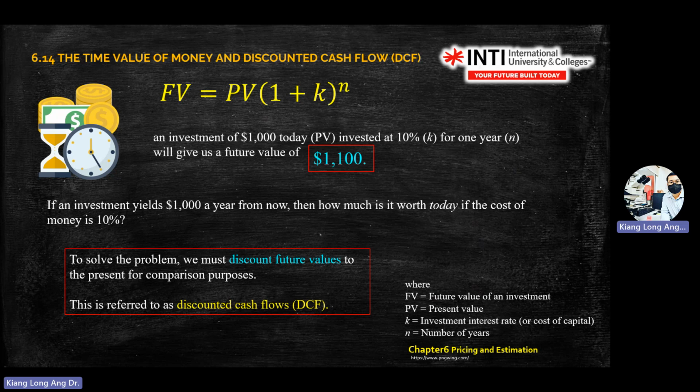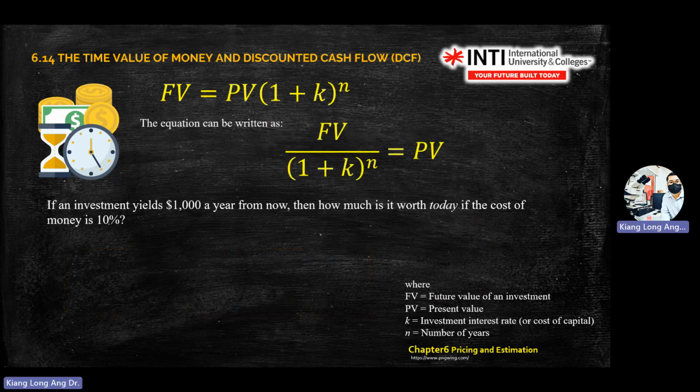So there's a word, we call it discounting future values. This question actually asks you about discounting future values, referred to as discounted cash flow. If you see a question asking you to calculate the discounted cash flow, it actually asks you to rearrange the equation to find the missing parameter inside there. So you just substitute, you'll get 909. This is a discounted value.